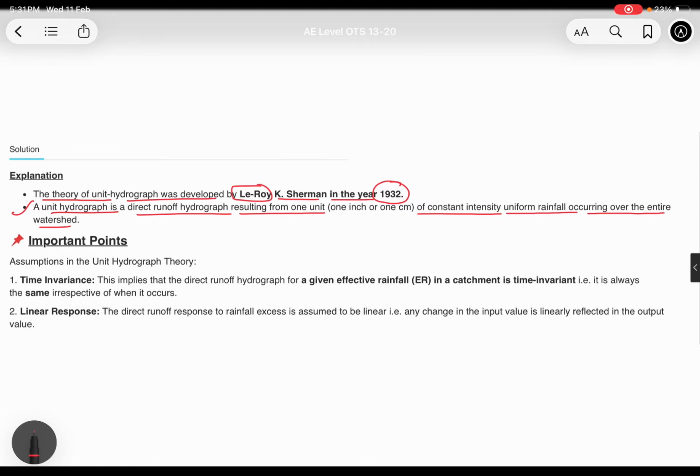entire watershed, 1 inch or 1 centimeter. Let us talk about the assumptions in the unit hydrograph theory. The assumptions of unit hydrograph theory are time invariance and linear response. Time invariance means this implies that the direct runoff hydrograph for a given effective rainfall ER in a catchment is time invariant, that is, it is always the same irrespective of when it occurs.